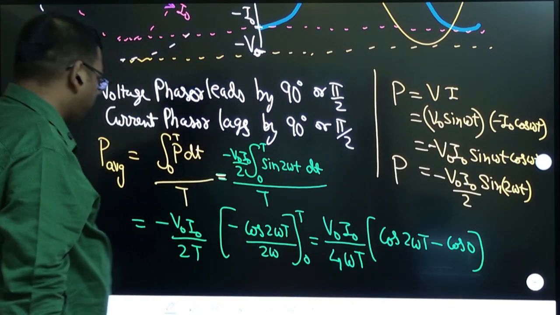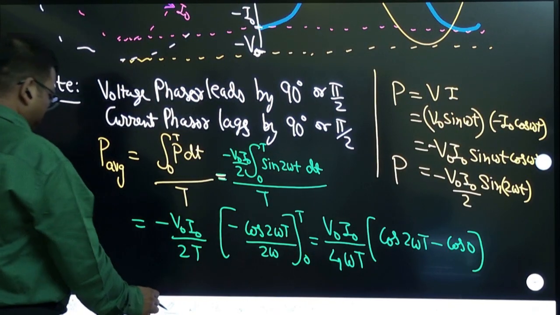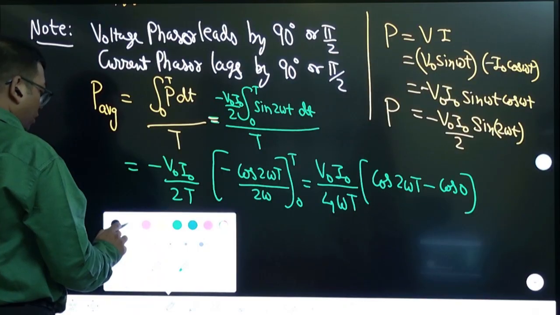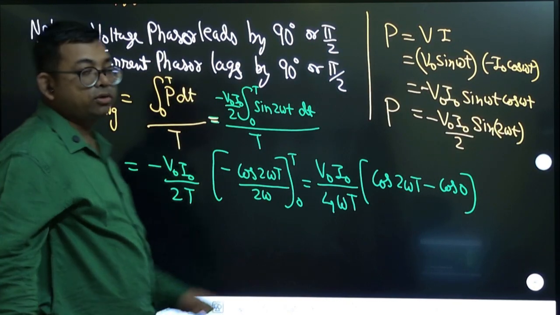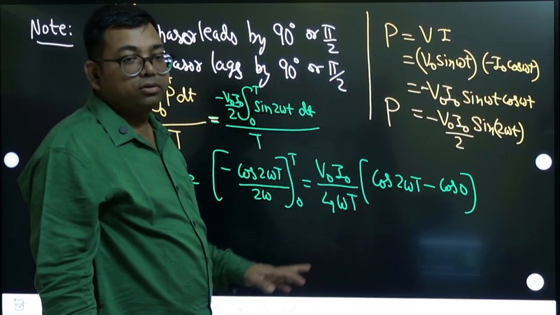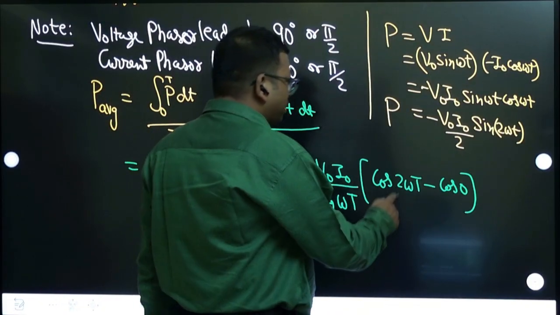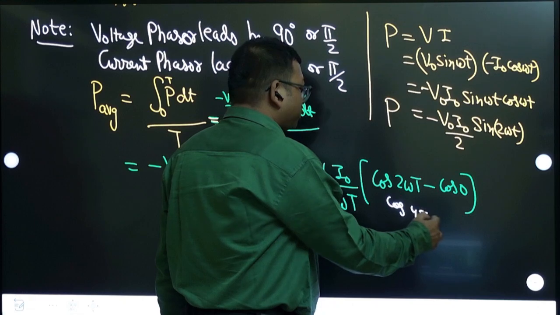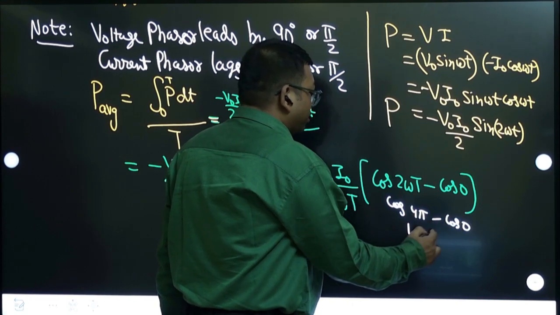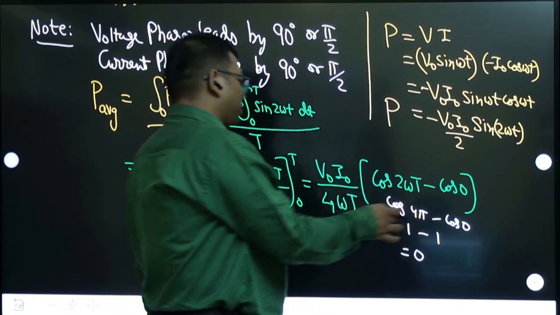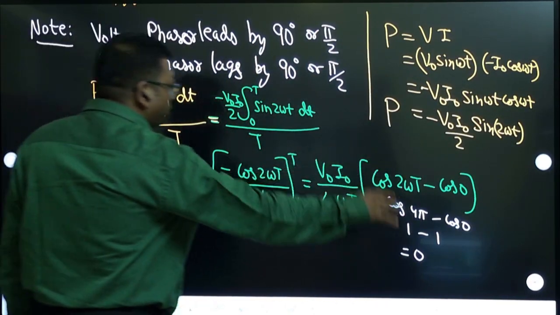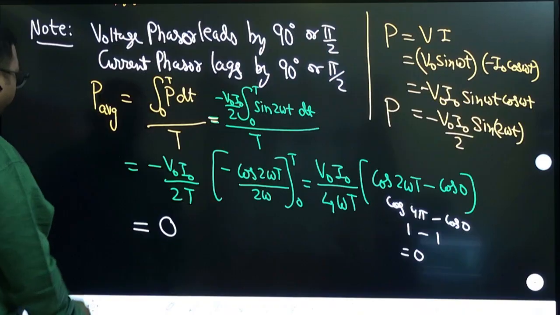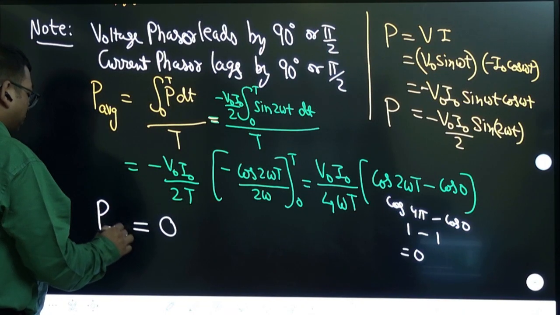Now tell me, what is 2 omega T? How much is it? It is 4 pi, and cos 4 pi is same as cos 0, which is 1. So this will give us cos 4 pi minus cos 0. Here I am writing a shortcut. This will be 1 minus 1, so this term will be 0. Because this whole term is 0, 0 into this will give us 0. So the average power over one cycle is 0.